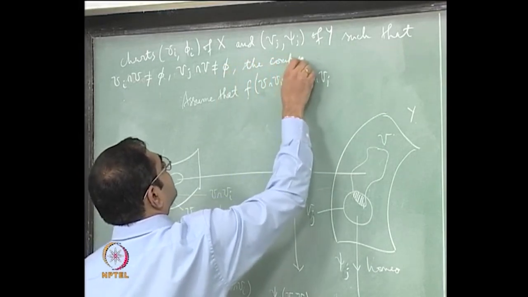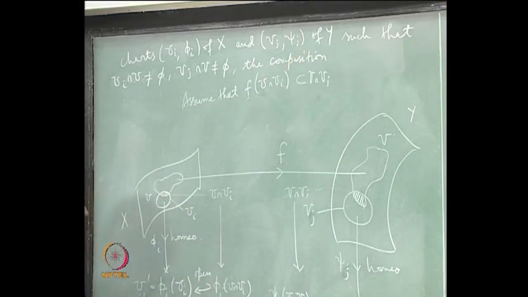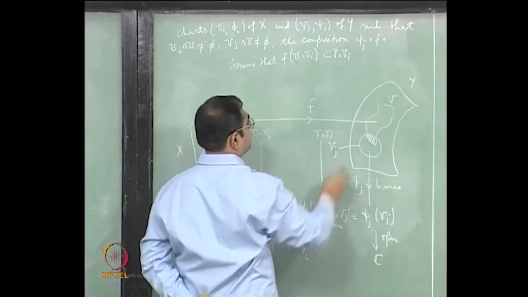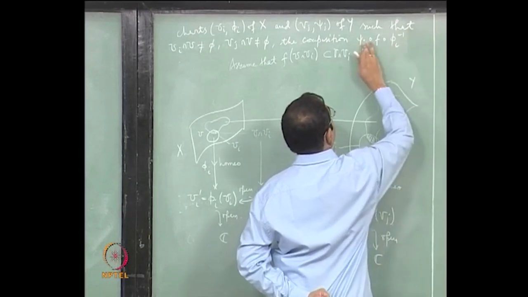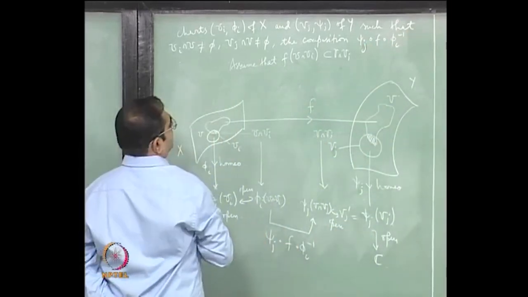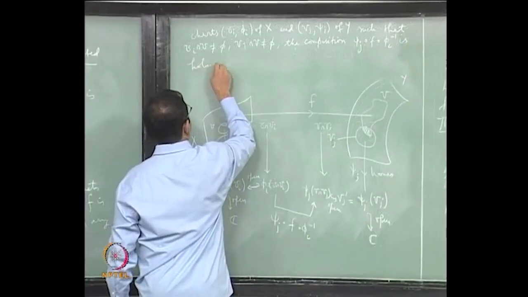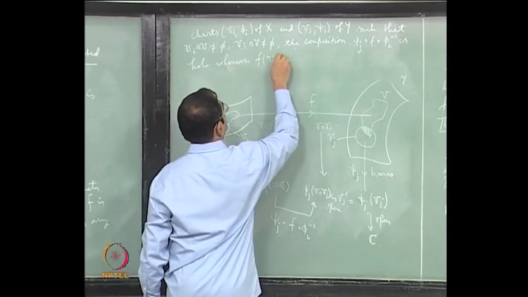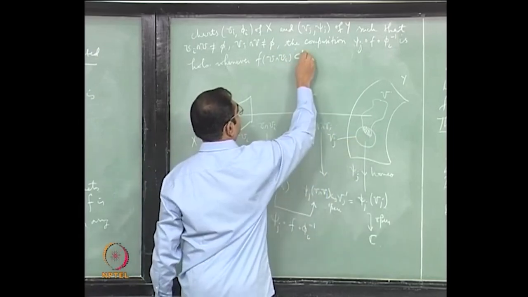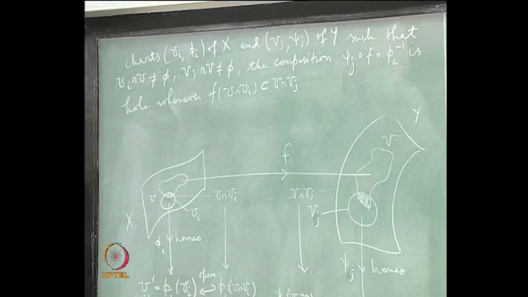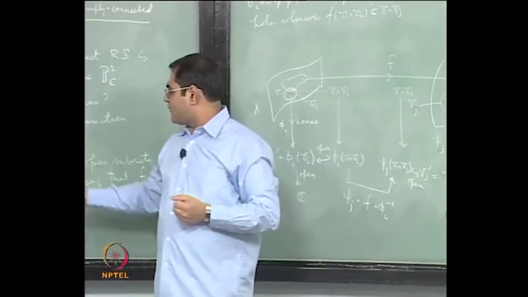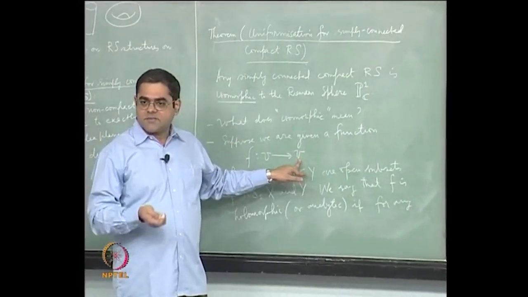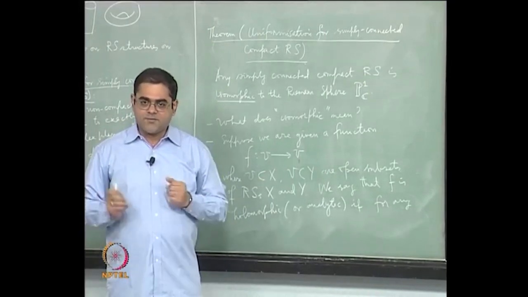the composition psi_j circle F circle phi_i inverse is holomorphic, whenever F of U intersection U_i goes into V intersection V_j. Here of course I am assuming that F is continuous. To decide if a map between an open subset of one Riemann surface and an open subset of another Riemann surface is holomorphic, I just have to decide using the local coordinates.